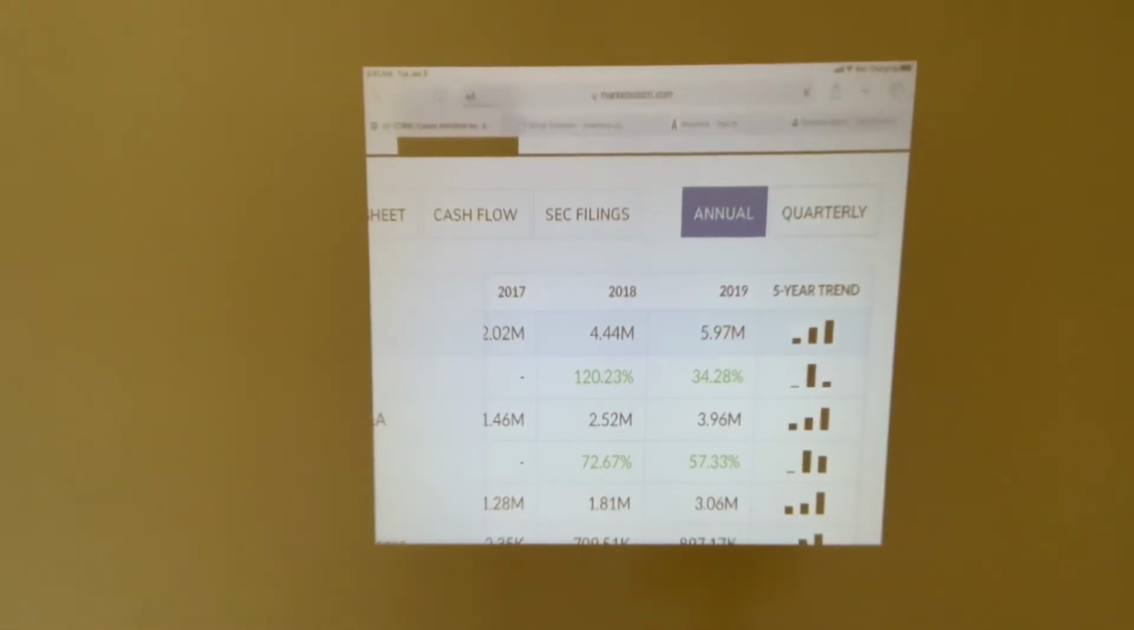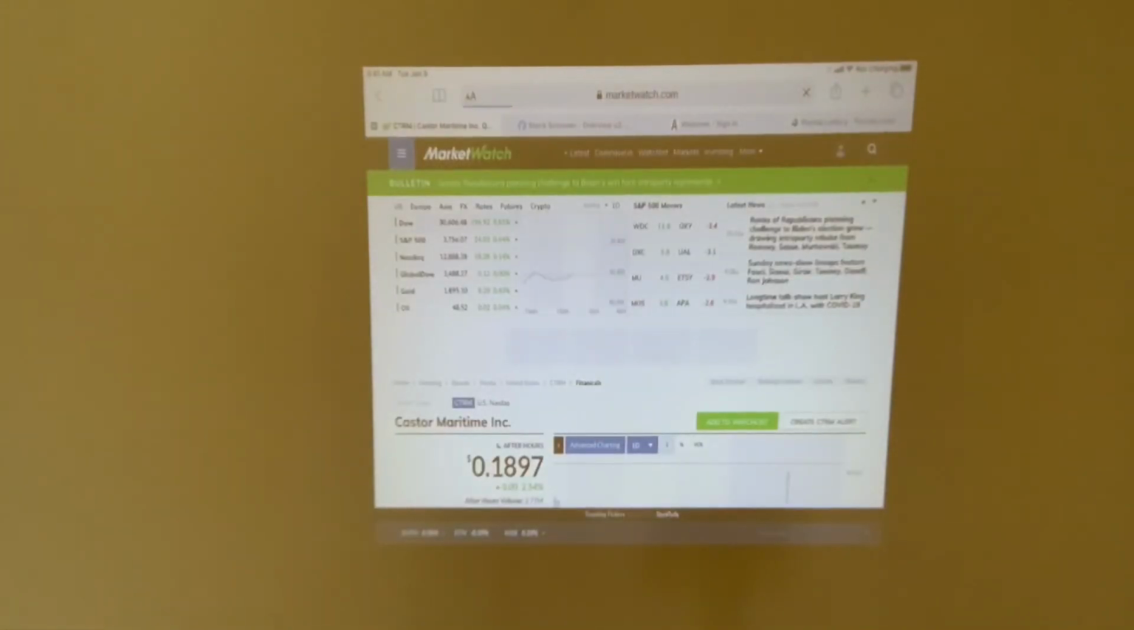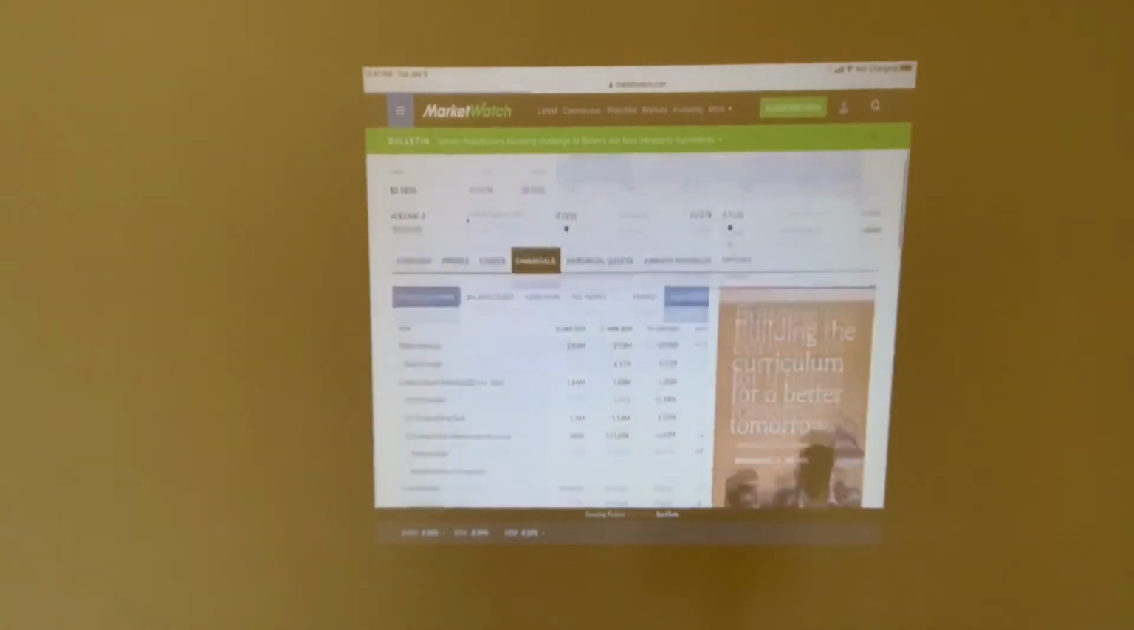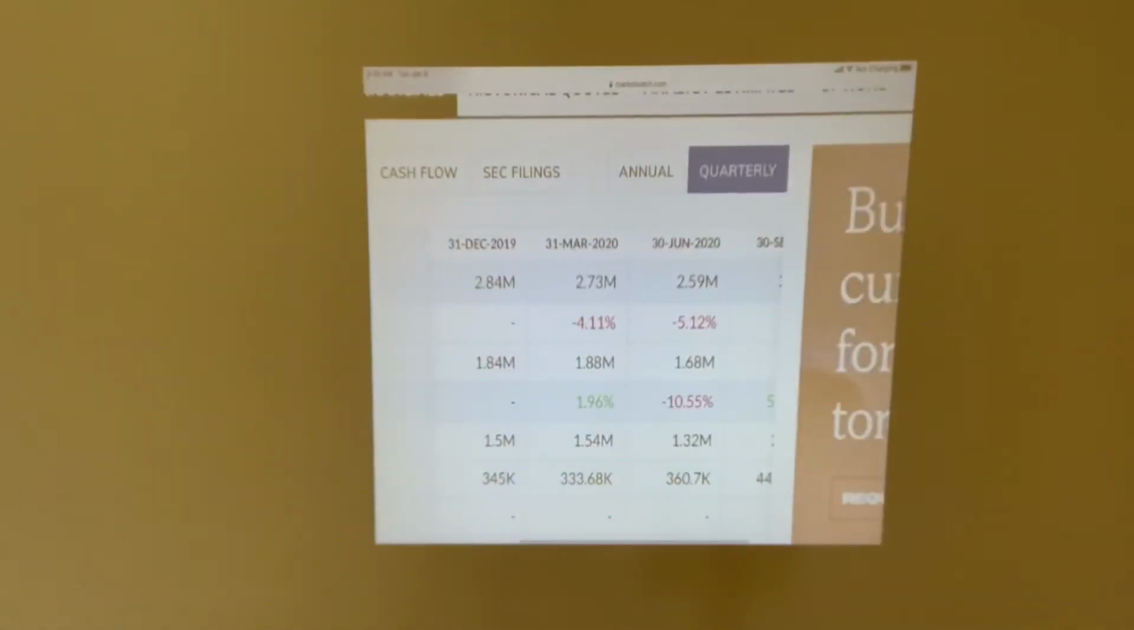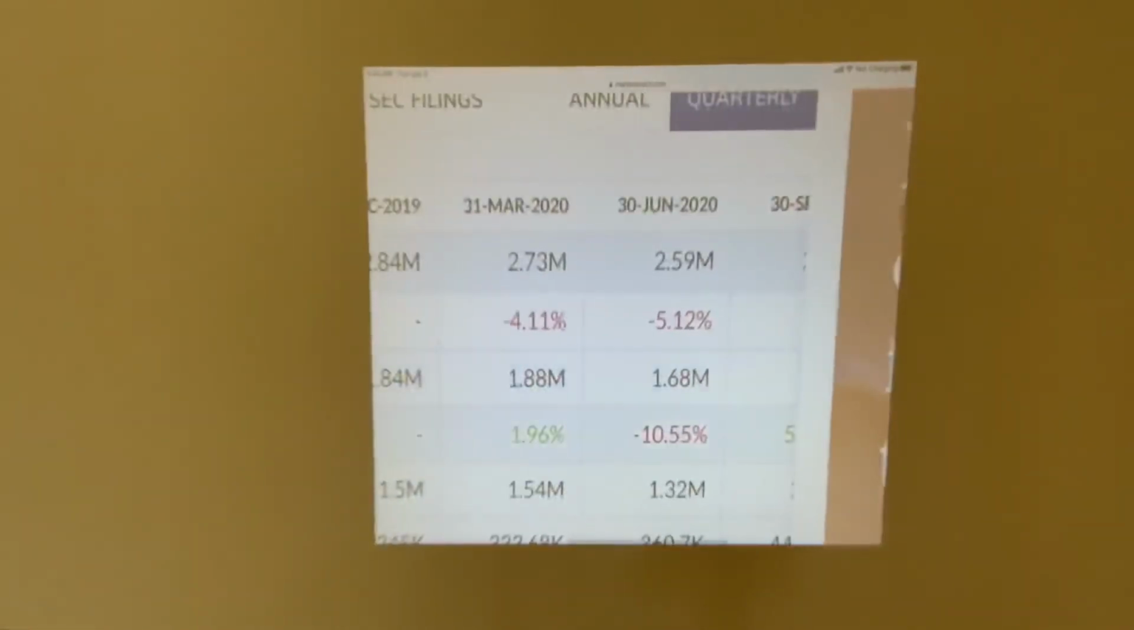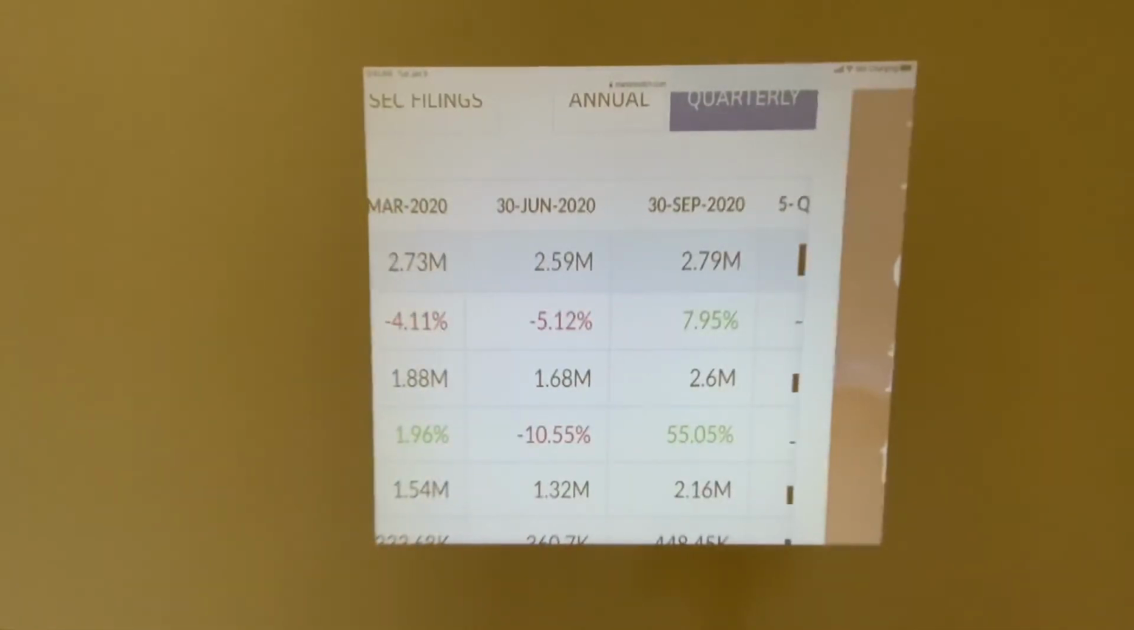If you look at the quarterly, just to see, their revenues were trending up. Okay, so now we looked at the quarterly, and we knew that they made close to 6 million in 2019, right? So now in 2020, they made 273 and 259 in those 2 quarters, and 279 in the 3rd quarter.